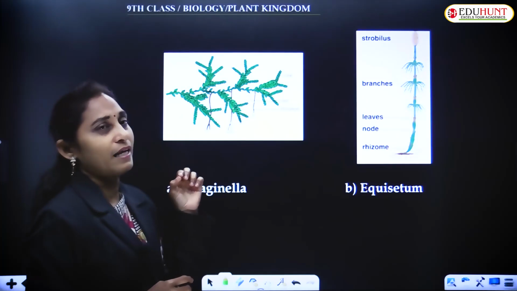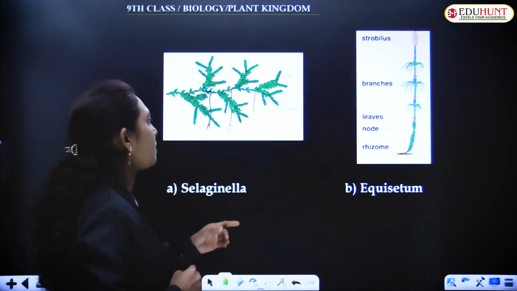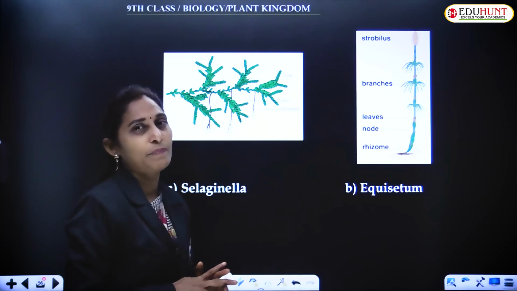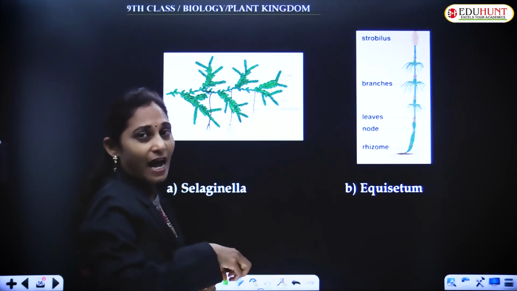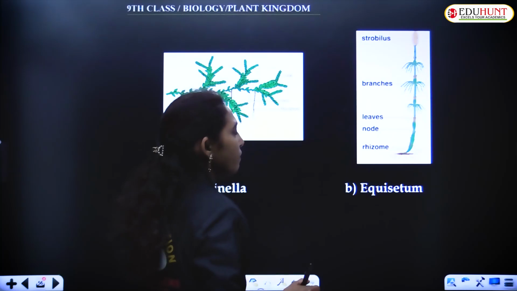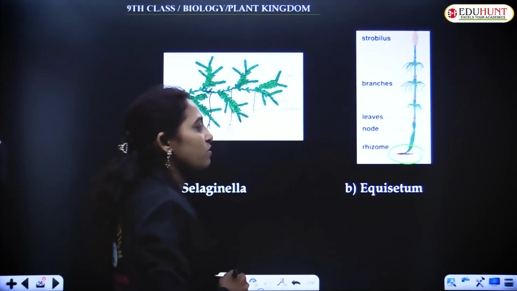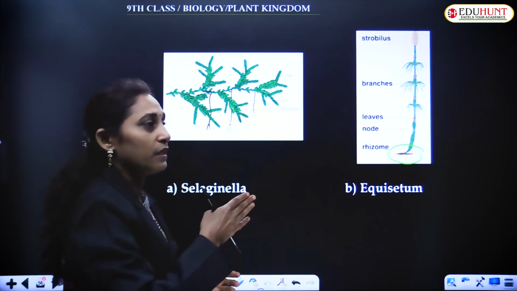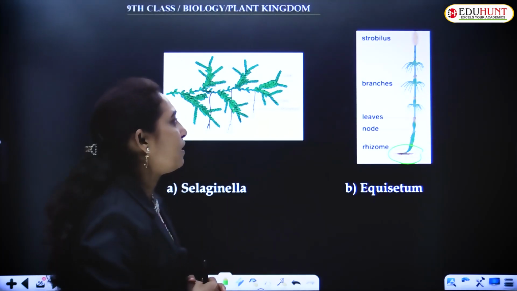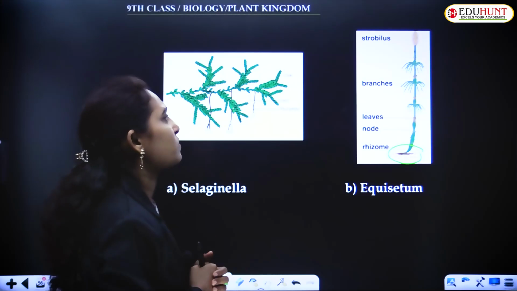Selaginella, look, with tiny leaves, microphylls, we are seeing. These are rhizophores which help in attachment to the substratum. Here it is Equisetum, where this is the underground stem called rhizome. From the rhizome the erect branches appear, and the branches bear leaf-like structures or sometimes leaves.